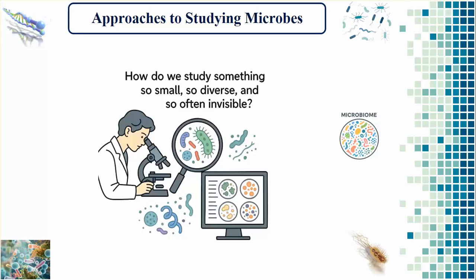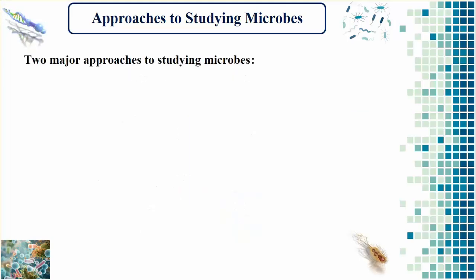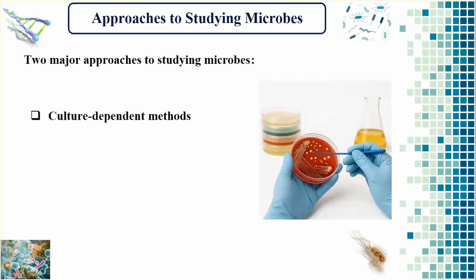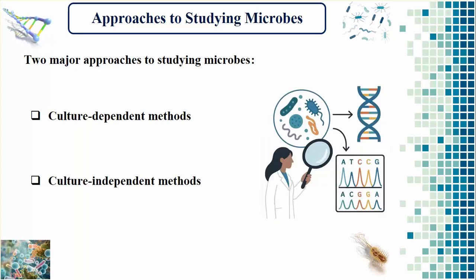Studying microbes is challenging because most of them are invisible to the naked eye, and many cannot be easily grown in the laboratory. Our ability to study them depends heavily on the tools and approaches we use. Over time, scientists and microbiologists have developed two major approaches to studying microbes. One is culture-dependent methods, where microbes are isolated and grown in laboratory conditions. Another is culture-independent methods, where microbes are studied without culturing, usually using molecular or sequencing-based techniques.